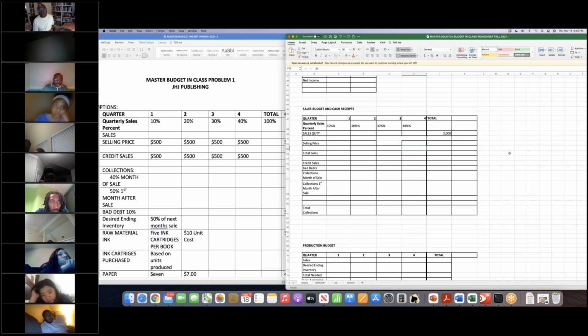So how many of the books did you sell in the first quarter? Maybe 200. How many did you sell in the second quarter? 400. How many did you sell in the third quarter? 600. How many did you sell in the fourth quarter? 800.